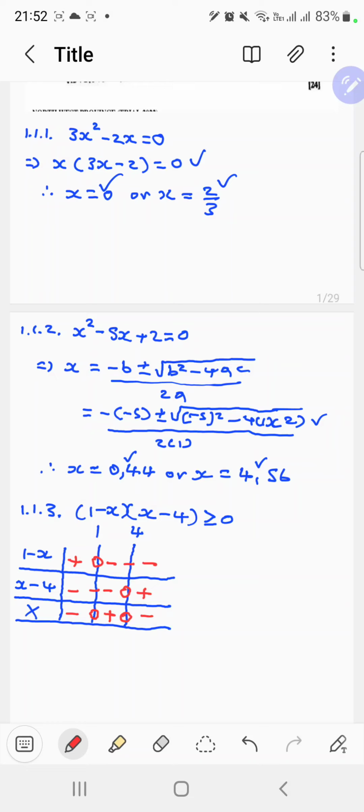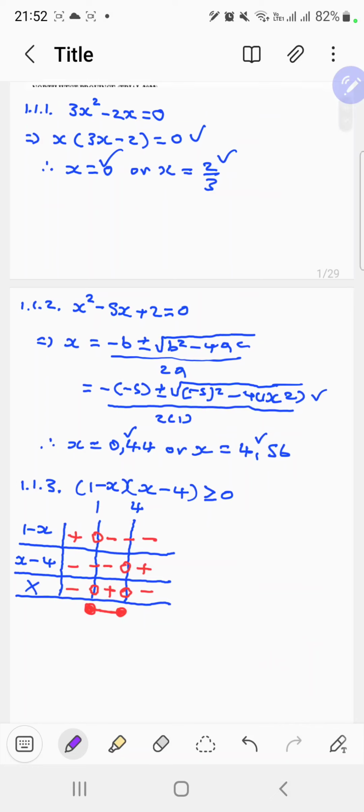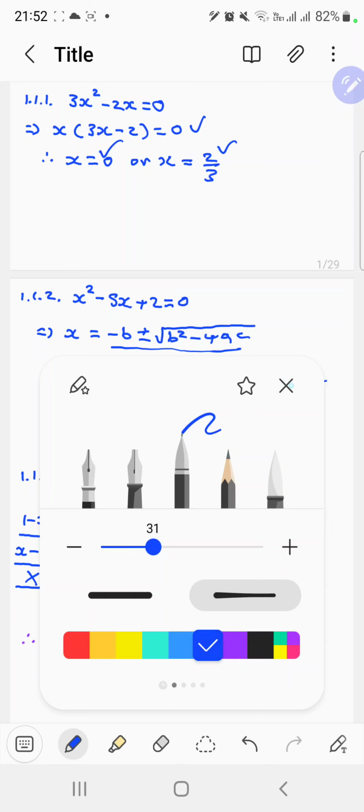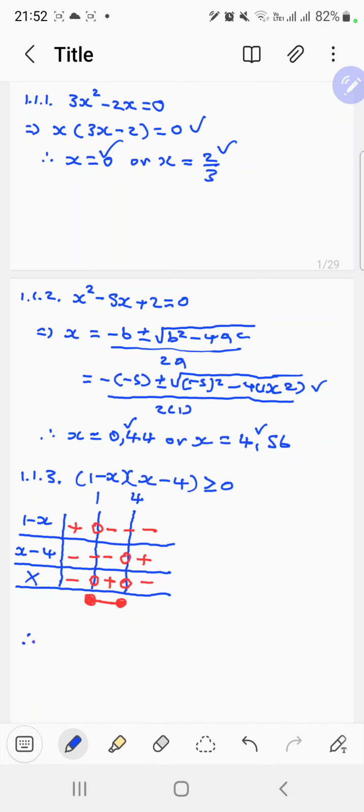So where are our solutions here? Well, 0 is included, so we have our circles filled in to suggest that these values are included. The product is greater than 0 between these two values, so that is where our solution lies. We can make our conclusion and say, therefore, x must be greater than or equal to 1 and less than or equal to 4. It's as easy as that.